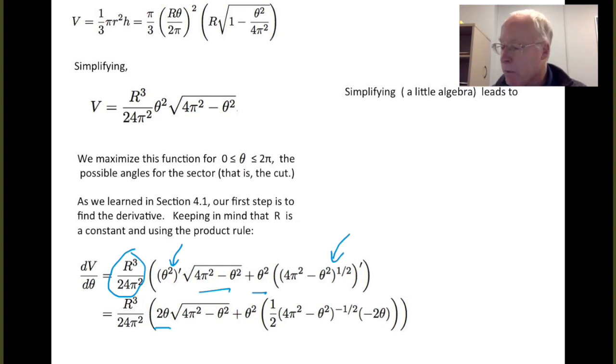For the (4 pi squared minus theta squared) to the 1/2, we have the chain rule. It's the 4 pi squared minus theta squared polynomial composed with the square root, or 1/2 power, function. Differentiate the 1/2 power, get 1/2 times (4 pi squared minus theta squared) to the minus 1/2, and then the derivative of what's inside gives the minus 2 theta. So there is the chain rule.